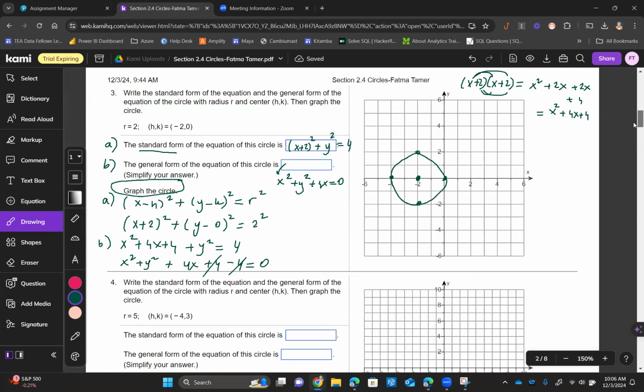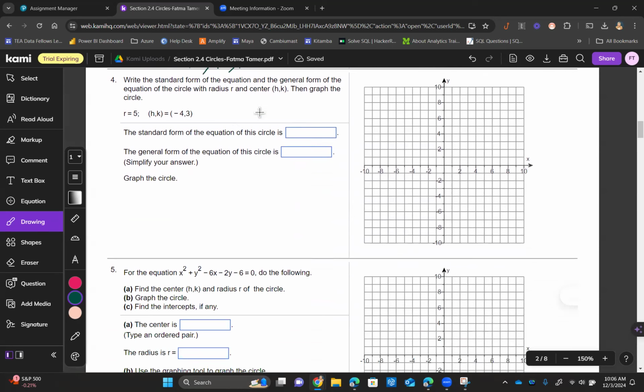For question 4, again, we have a similar question. The h and k values are given, and the radius is given. They want the standard form, they want the general form, and we're going to graph the circle. So let's set up the standard form as our starting point.